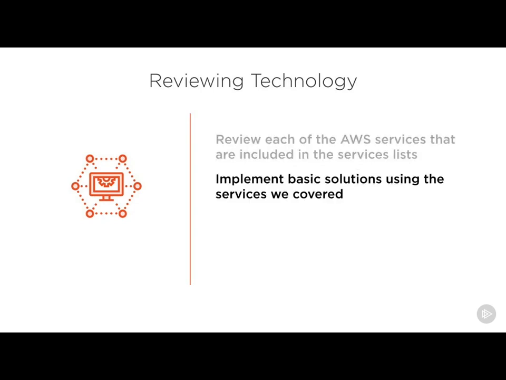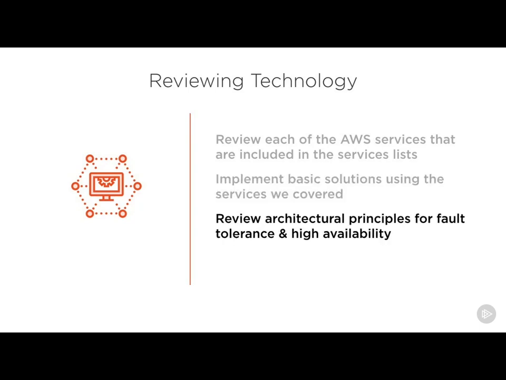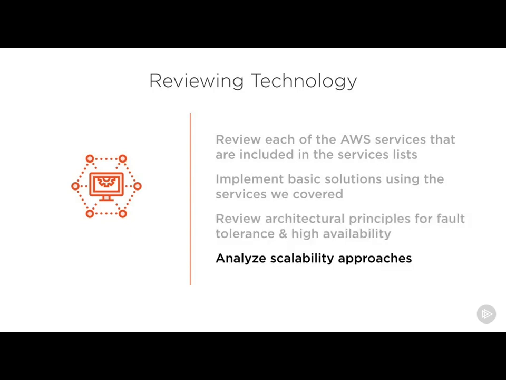You also need to implement some basic solutions using the services that we've covered. So we have included several demos within this path, and you can choose to explore those services from within the AWS console. You also want to review those architectural principles for fault tolerance and high availability that we talked about also within this course, and look at the different scalability approaches. So now that you've studied that, what do you do?